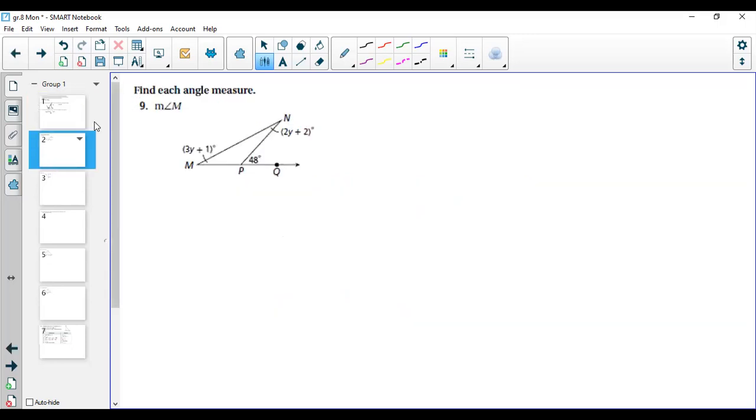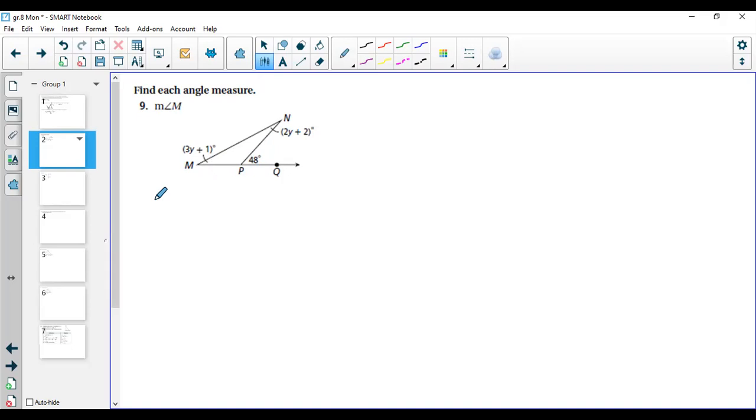Okay, now let's start with this question. Find each angle measure. As soon as you see this, you know that you have to be using the exterior angle theorem. According to the exterior angle theorem, the angle which is outside is equal to the sum of the two angles which are inside. So first let's write the statement.